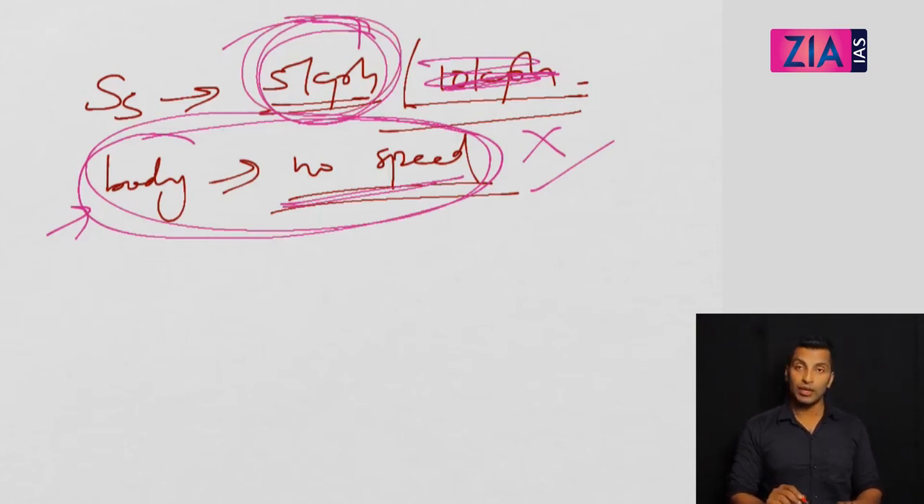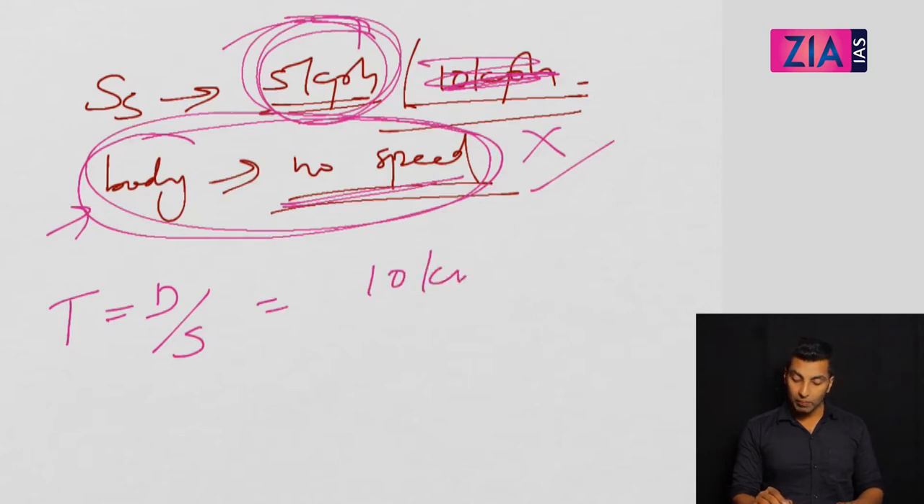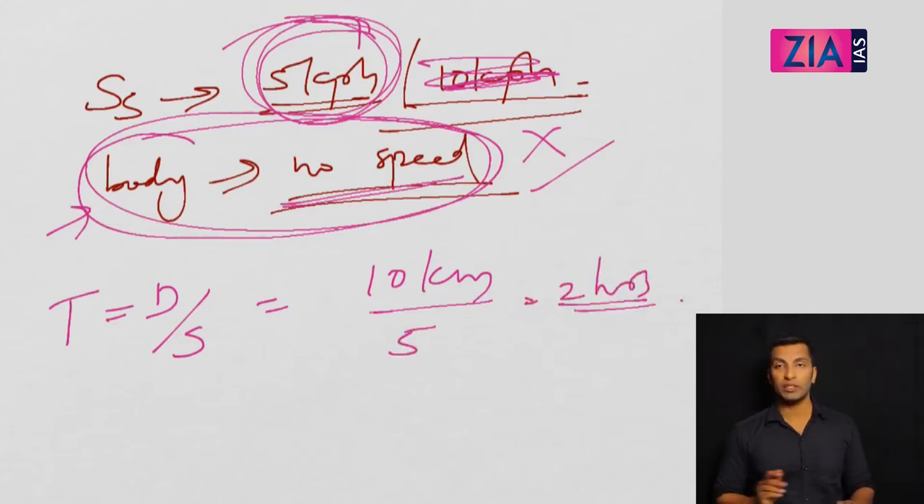So what is the distance you need to cover? I told you 10 kilometer away. So what will be the time taken? Time is distance by speed. Distance here is 10 kilometer. Speed here is speed of the stream, because the other object, the stationary body or the person, doesn't have any speed. So that is 5. How much time will it take? 2 hours. I hope this is clear for you.